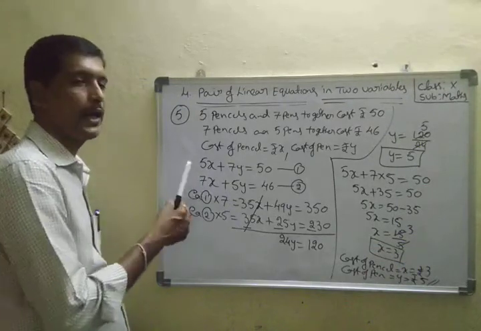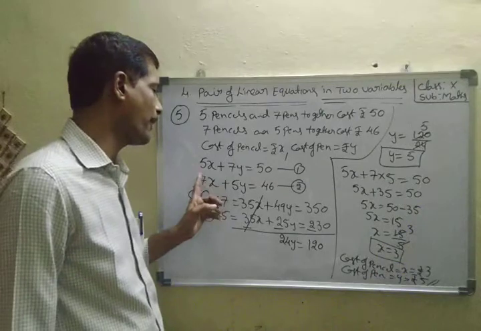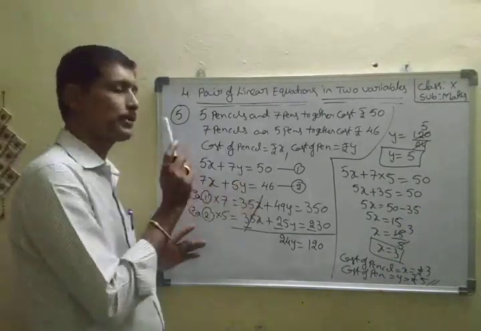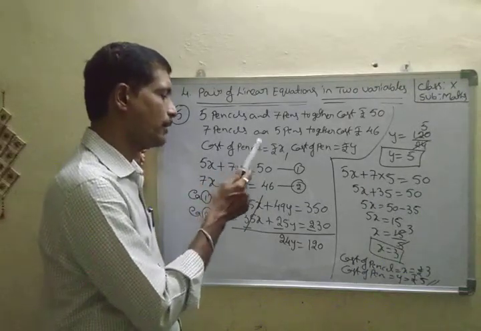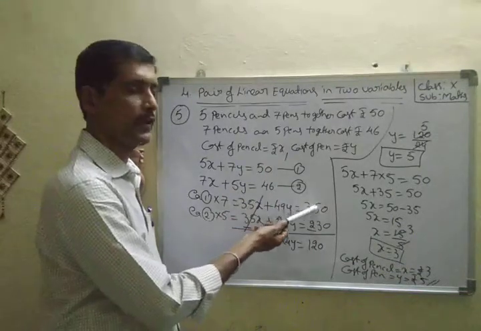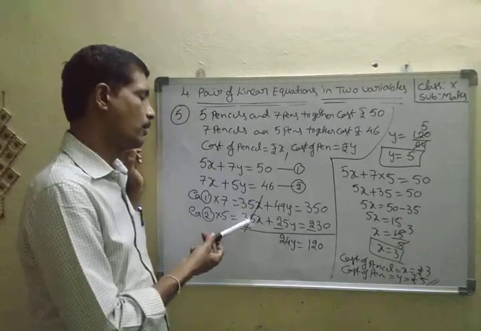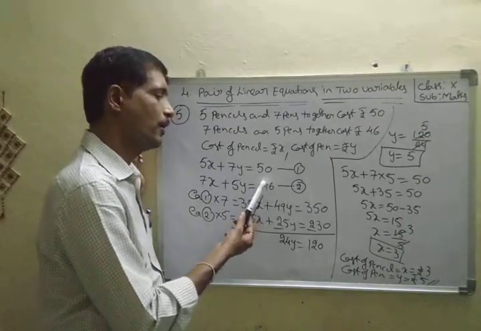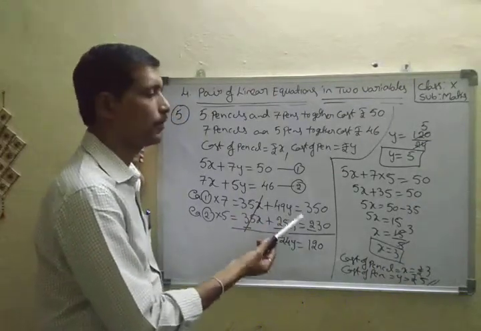That is the elimination method. Equation 1 is multiplied with 7, meaning all the terms are multiplied with 7: 7 into 5, 7 into 7, 7 into 50. 35x + 49y = 350. Equation 2 is multiplied with 5: 7 into 5 is 35x, 5 into 5 is 25y, 46 into 5 is 230. Therefore 24y = 120.